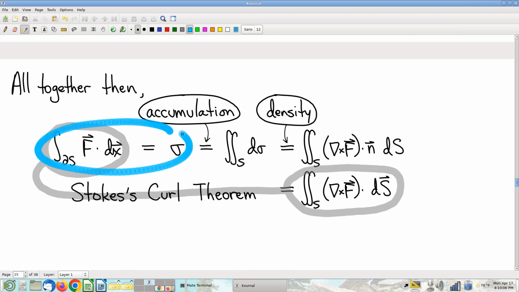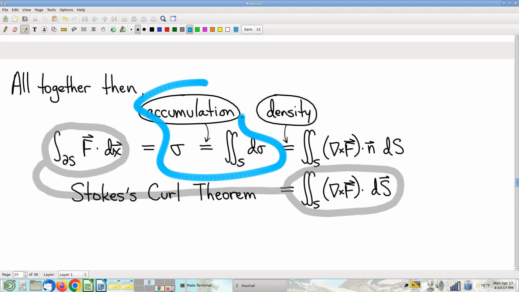We've talked about boundary circulation as being a quantity of interest. I'm going to give it a name. We're going to call it lowercase Greek letter sigma. That quantity is an accumulating quantity. The whole is the sum of the parts. So that's what that says.